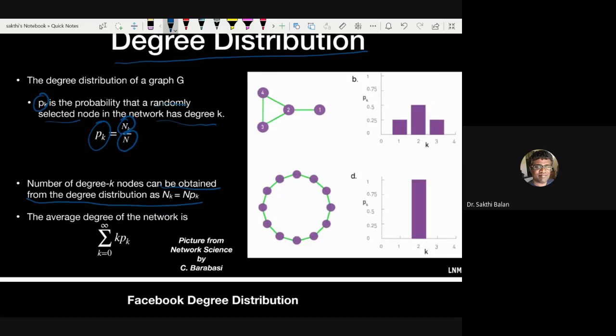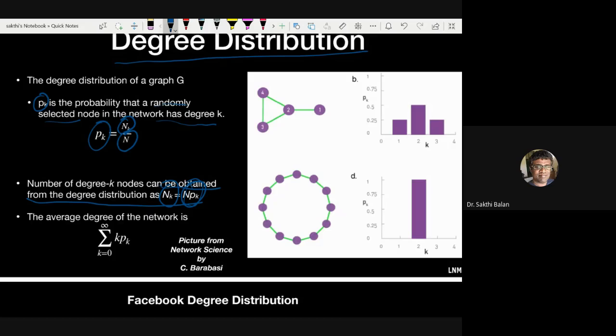So if you have pk, then I will be able to get nk just by multiplying the number of nodes, N, into pk, because pk is something like a normalization, right? So when I'm considering the probability, I'm just trying to normalize it using the number of nodes that I have, right? So when I multiply with capital N, then I will be able to get back the number of nodes which is having the k degree, right?